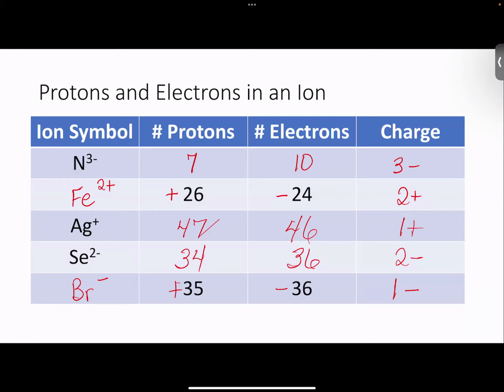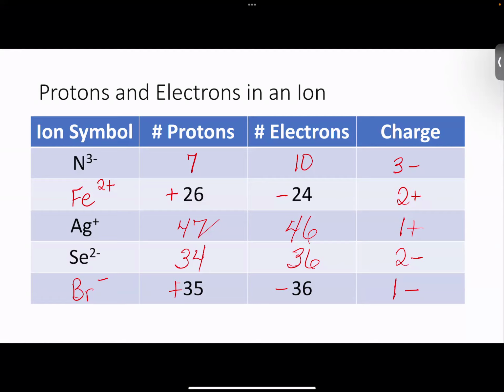Selenium, Se. Look and find Se. It's element 34. That means that has to be the number of protons. Anion results from the gain of electrons. Therefore, you have 2 extra electrons for your 2- charge. And then on this last one, plus 35, minus 36 is a 1- charge. 35 is bromine, so it's a bromine minus.